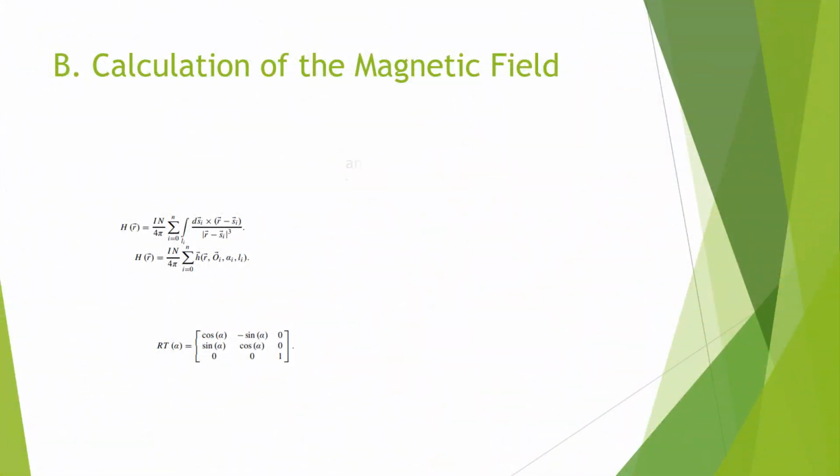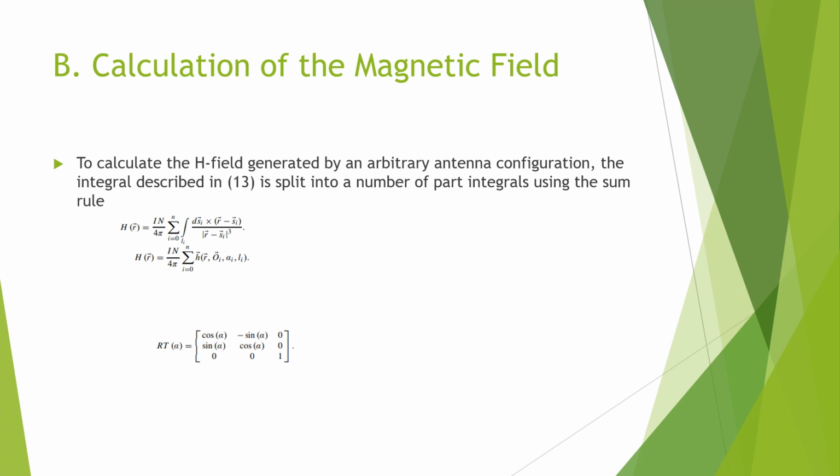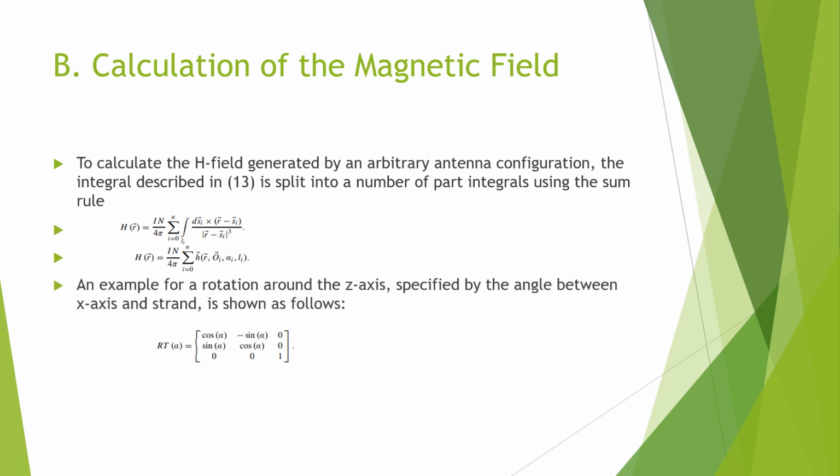Calculation of the magnetic field. This is important. How to calculate the magnetic field? The integral described in 13 we split into a number of partial integrals using the sum rule. The formula is below. After that, an example for rotation around the z-axis, specified by the angle between the x-axis and the segment, is shown as follows. It is represented in a matrix RT alpha.